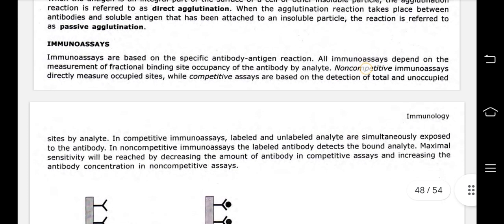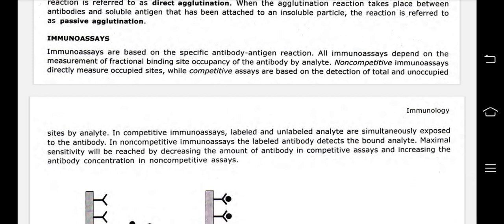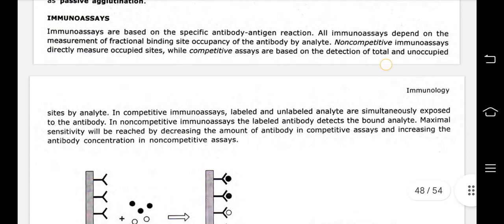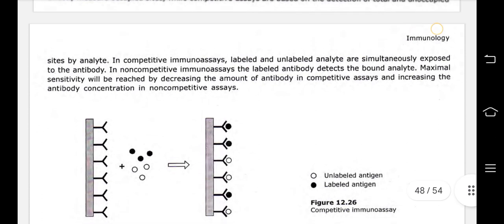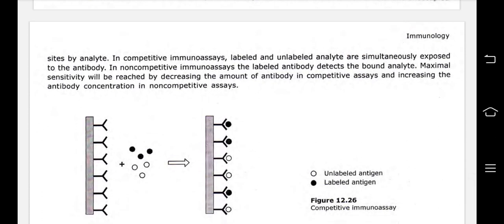And immunoassays are based on the specific antibody-antigen reaction. All immunoassays depend on the measurement of fractional binding site occupancy of the antibody by analyte. So non-competitive immunoassays directly measure occupied sites, while competitive assays are based on the detection of total and unoccupied sites by analyte. In competitive immunoassays, labeled and unlabeled analytes are simultaneously exposed to the antibody. In non-competitive immunoassays, the labeled antibody detects the bound analyte.